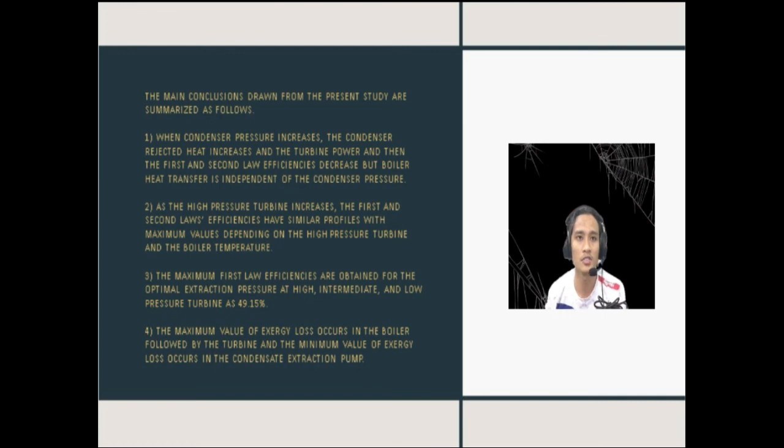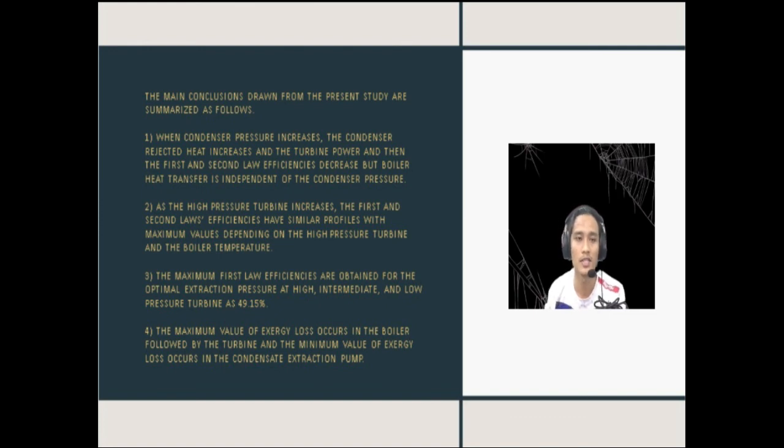First, when condenser pressure increases, the condenser rejected heat increases and the turbine power, and then the first and second law efficiency decrease. But boiler heat transfer is independent of the condenser pressure. Second, as the high pressure turbine pressure increases, the first and second law efficiency have similar profiles with a maximum value depending on the high pressure turbine and the boiler temperature.